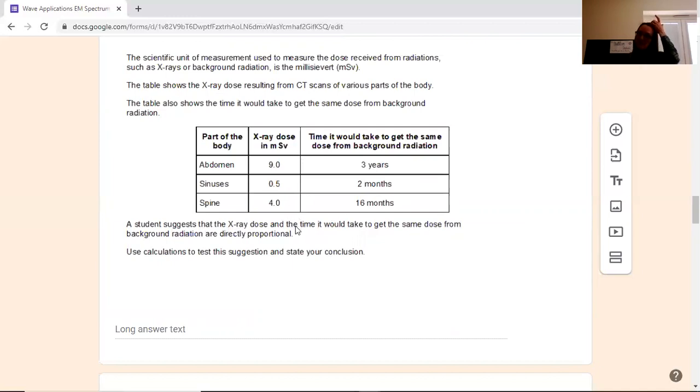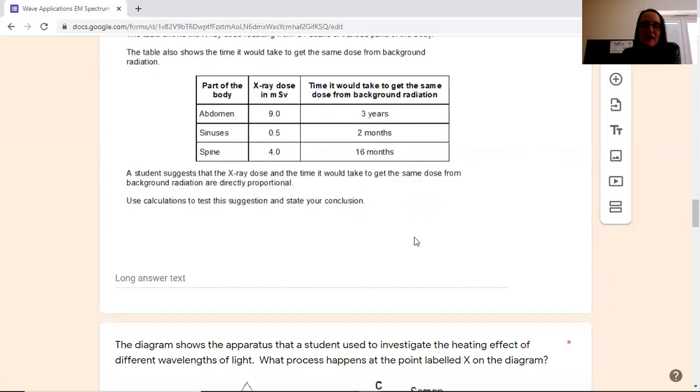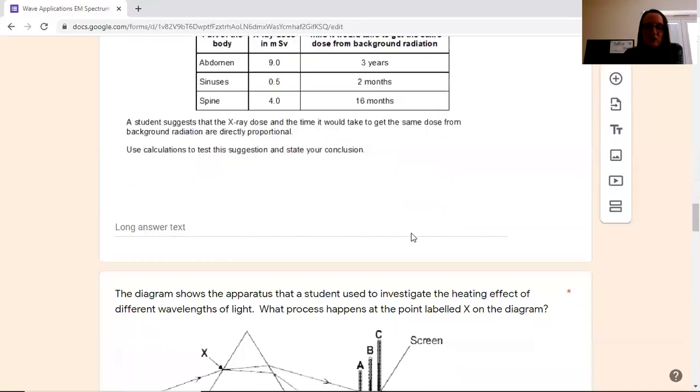So we need to convert our values into something that we can compare. So if we have 0.5 millisieverts in 2 months, that means we've got 0.25 in 1 month. So perhaps we could find out how many millisieverts per month and then compare those. And that's the way to go. Or alternatively calculate how much per year. And what you find is if you do 4 divided by 16, 9 divided by 36, and 0.5 divided by 2, you get 0.25 millisieverts per month. So yes, the conclusion is correct.